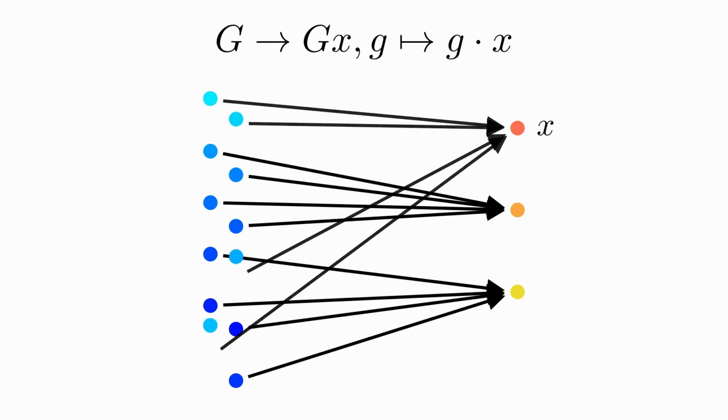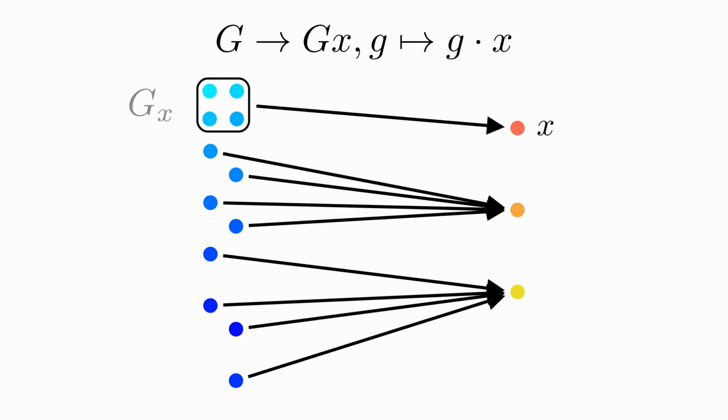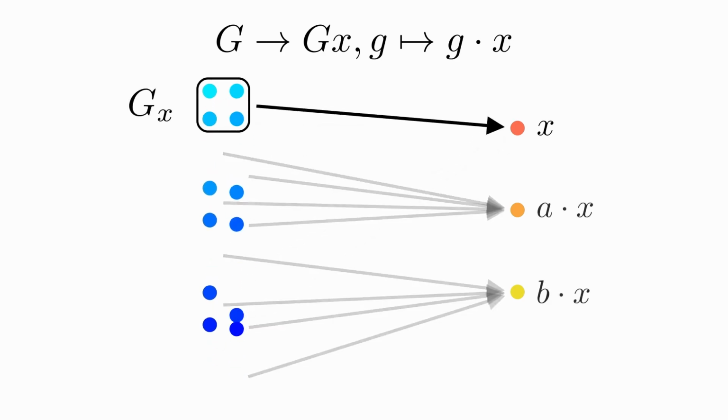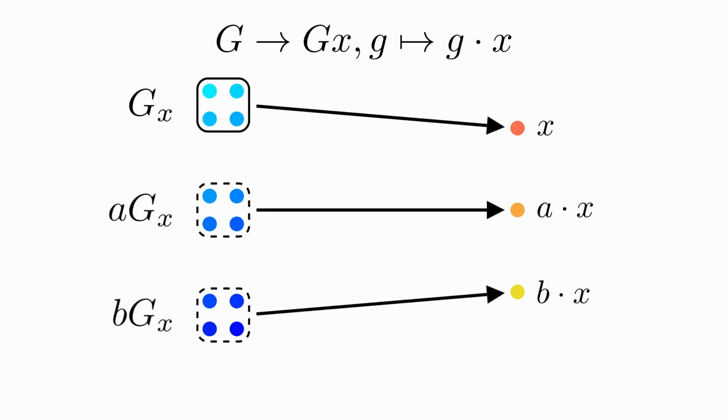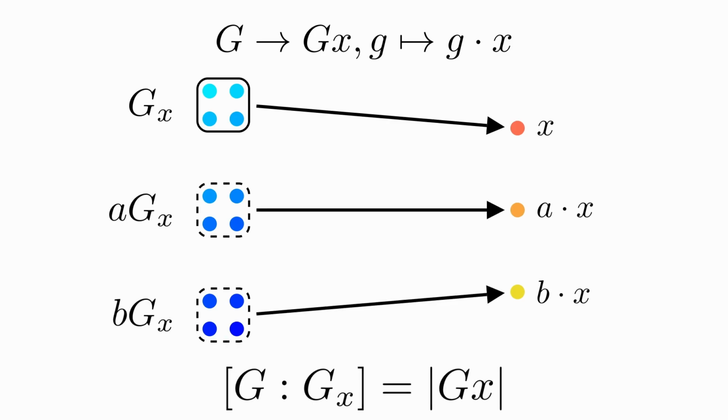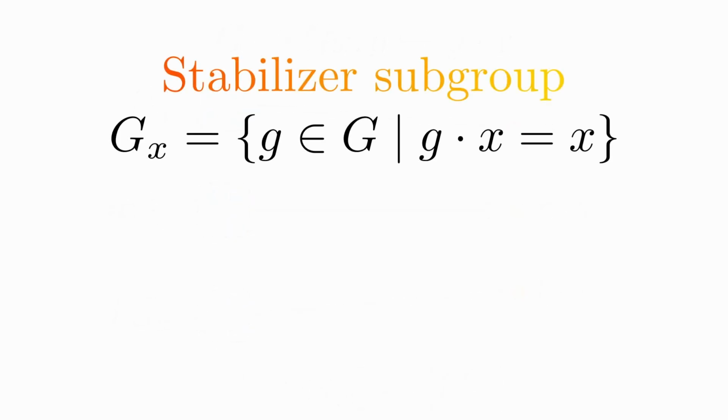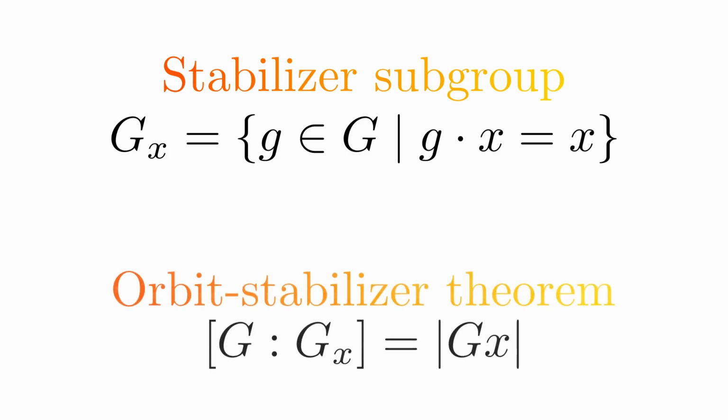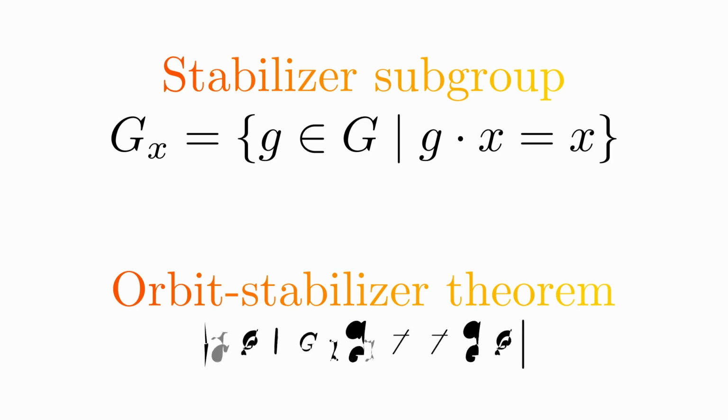Then we can group together all the elements which get mapped to the same element, and we get the stabilizer subgroup and its cosets. Since we now have a bijection, this means that the index of the stabilizer subgroup is equal to the number of elements in the orbit. We define the stabilizer subgroup to be the set of all elements which don't change x. Then the result that the index of the stabilizer subgroup is equal to the number of elements in the orbit is called the orbit-stabilizer theorem. Using Lagrange's theorem, we can also rewrite the equation like this.